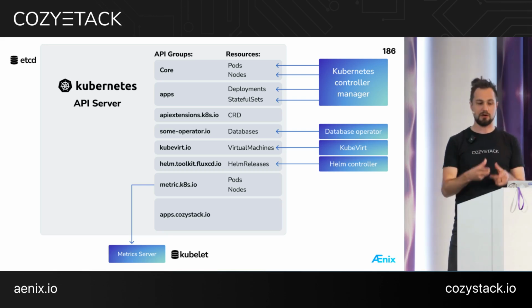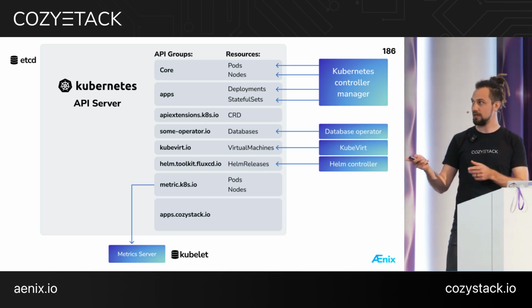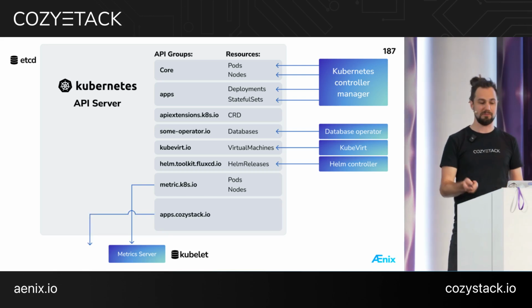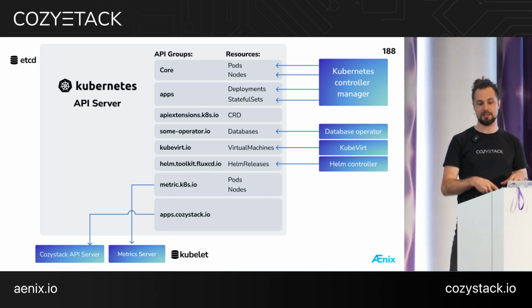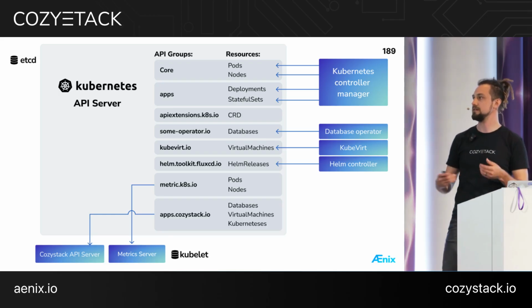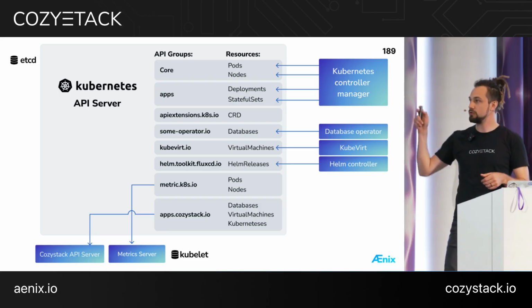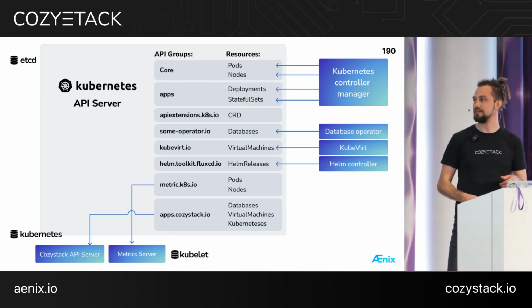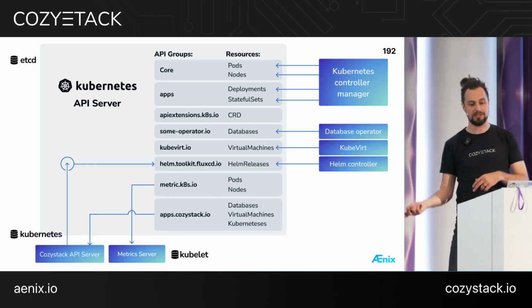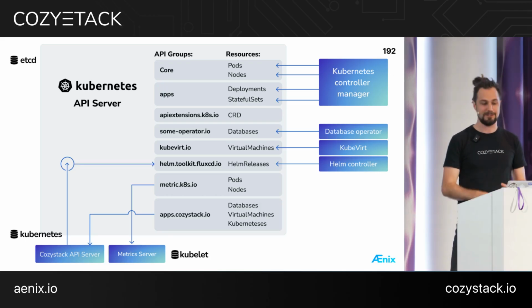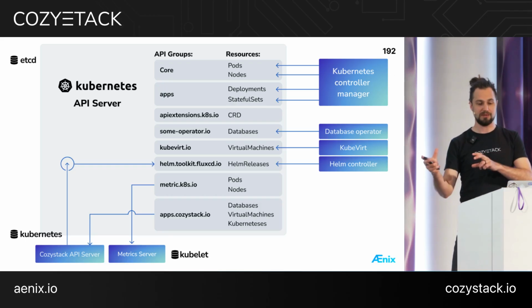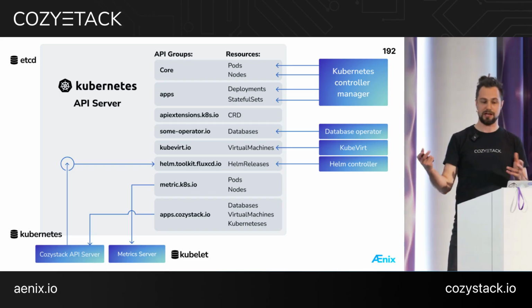So we registered our group like apps.cozystack.io and implemented our own API server, which says that we have to serve databases, virtual machines, Kubernetes. But when you query those resources, the requests go directly to the existing Kubernetes cluster. So when you query databases, it will actually query Helm releases and represent them in a different way.